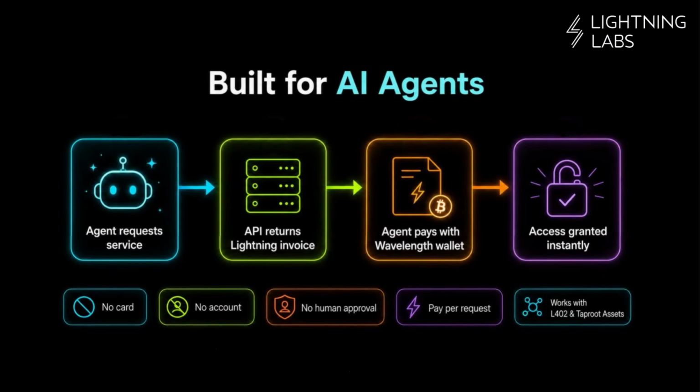And of course, your AI agent will love this too. No card, no account, no human approving the transaction, no liquidity to manage. Instantly settled, fully autonomous. That's what becomes possible when your agent has a Wavelength wallet.